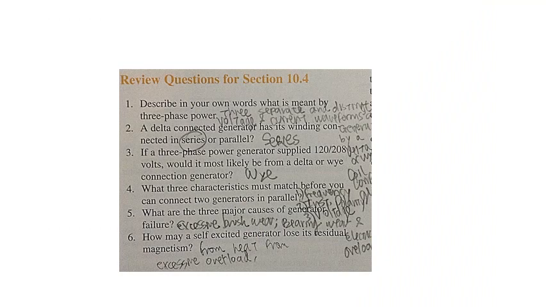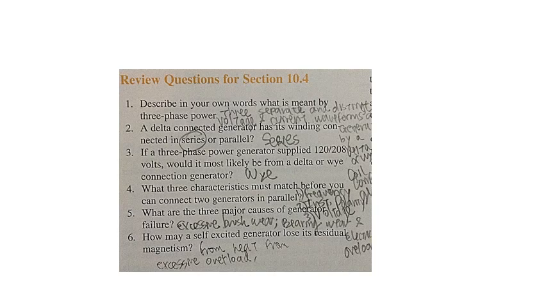Review questions for section 10.4. Number 1, describe in your own words what is meant by three-phase power. Three-phase power is three separate and distinct voltage and current waveforms which are generated by a delta or Y coil configuration generator. Number 2, a delta connected generator has its windings connected in series or parallel. The answer is in series.